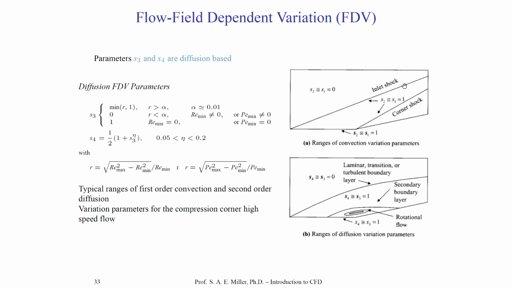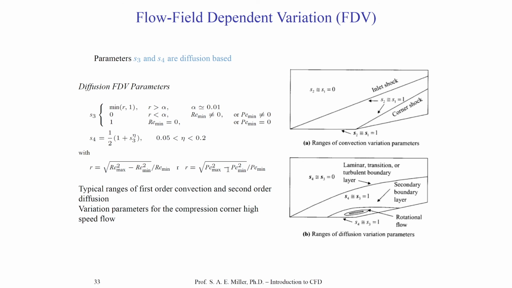At the shocks themselves, we would probably have very, very high values of S1 and S2. For the diffusion parameters, we would expect S3 and S4 to be 0, and we might have a rotational flow near the shock, where we would, of course, have S3 and S4 as 1. So by looking at this simple problem, we can estimate what the values are. And indeed, S1, S2, S3, and S4 are found as a matter of the solution as a function of space for steady solutions found through FDV.